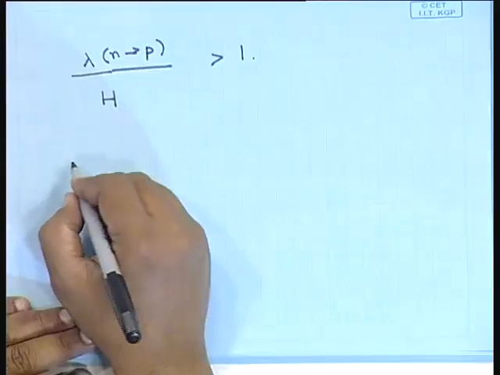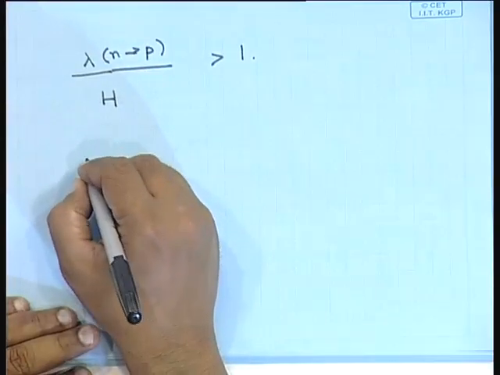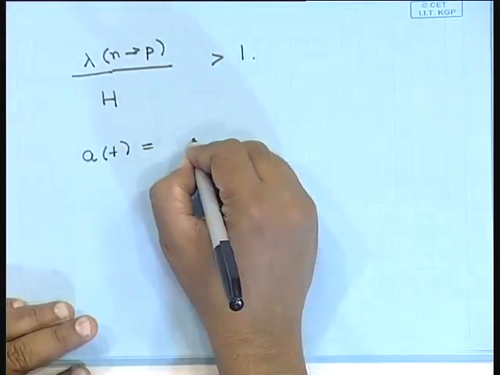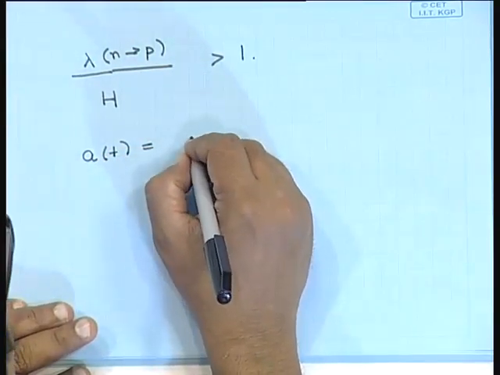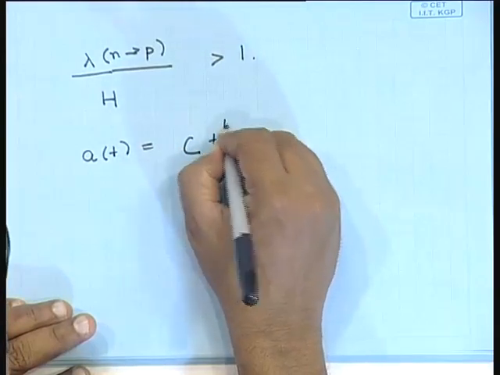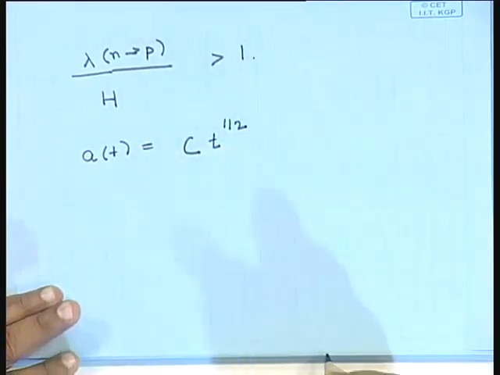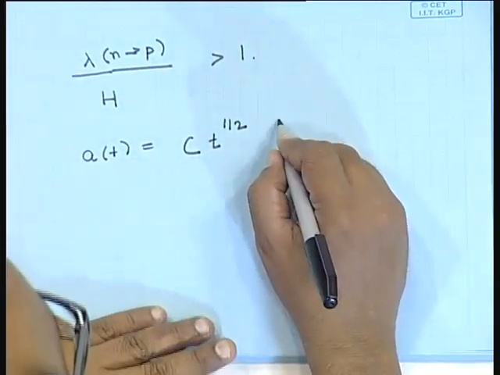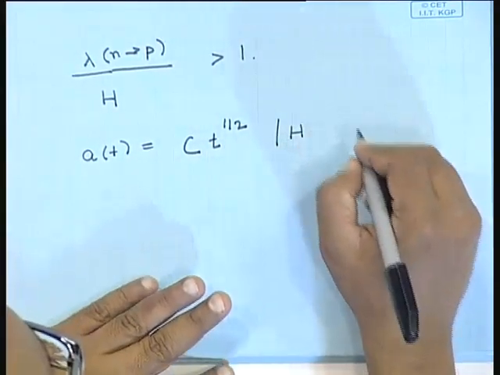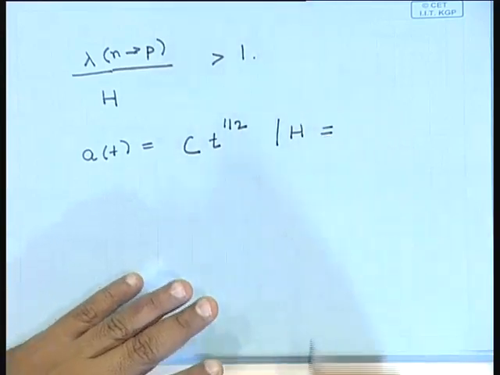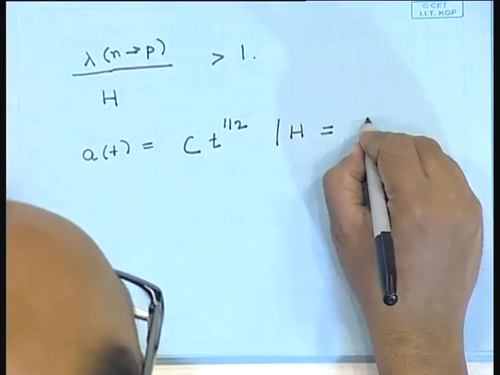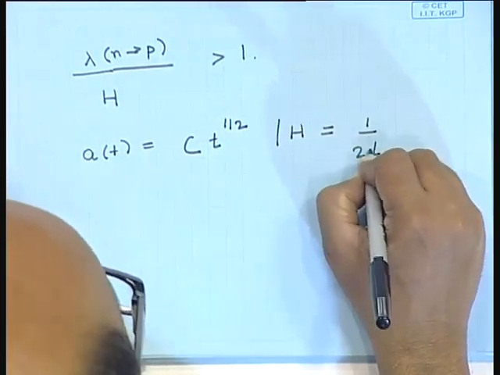So, the expansion in a radiation dominated era, we have seen, is equal to some constant T to the power half. We have worked this out explicitly in the last lecture. So, we can use this to calculate H. H then turns out to be A dot by A. So, if you do A dot by A, you will get 1 by 2 T.